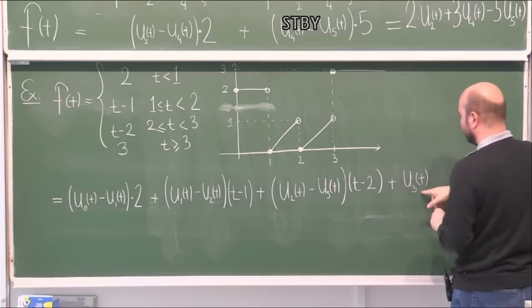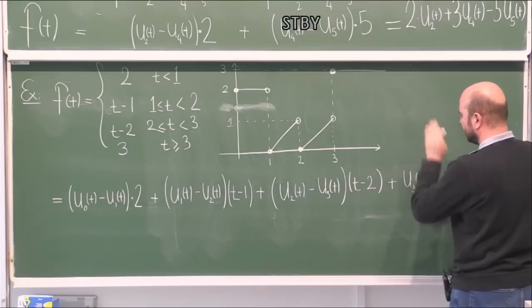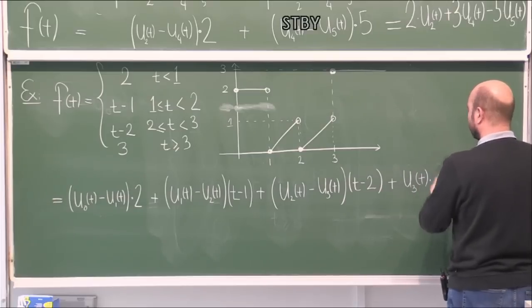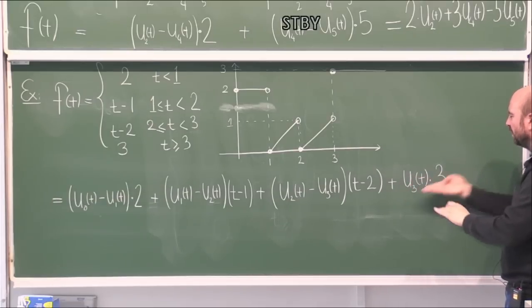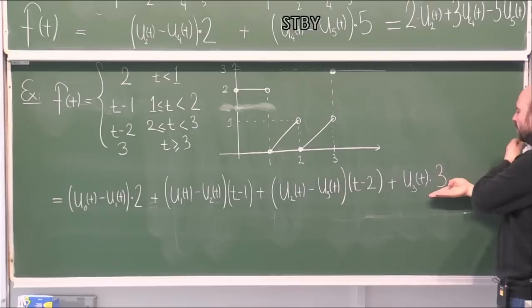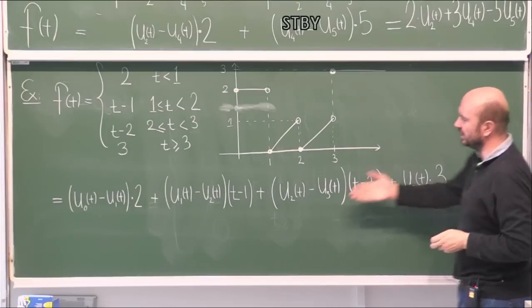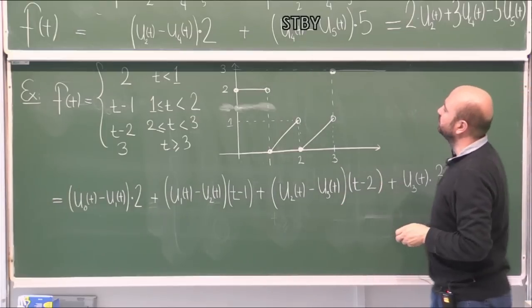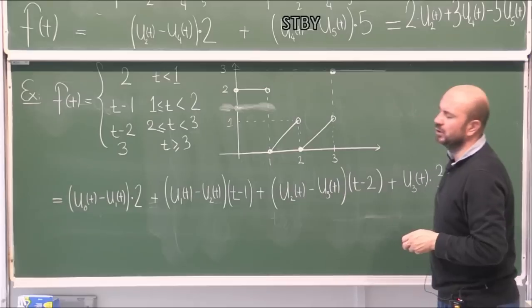U3t, because U3t says, it's 0 until 3. After that it is 1. So I multiply with 3. This thing says until 3, completely 0. After 3, it is 1. So 1, and then if you multiply with 3, you get 3. So this is the signal we were able to write by using unit step function.